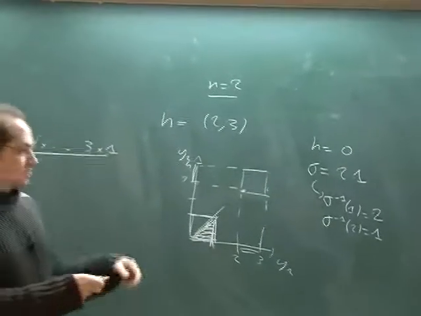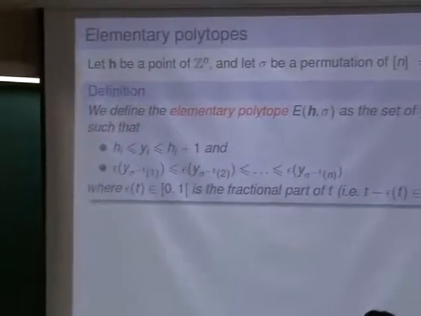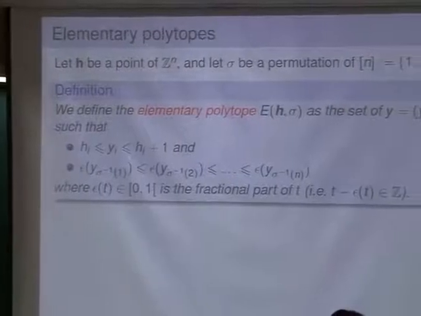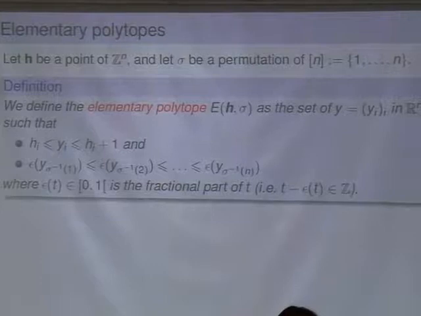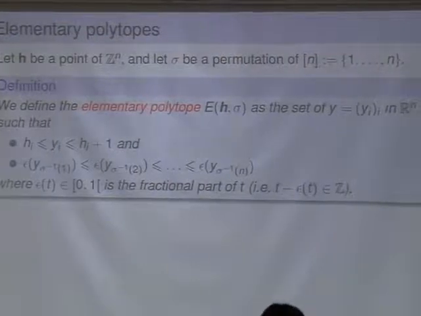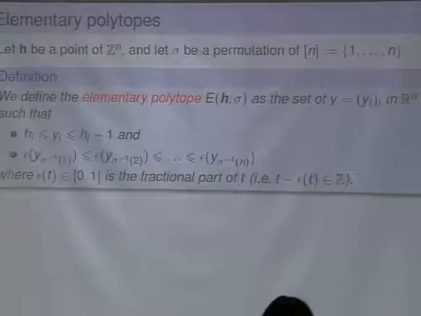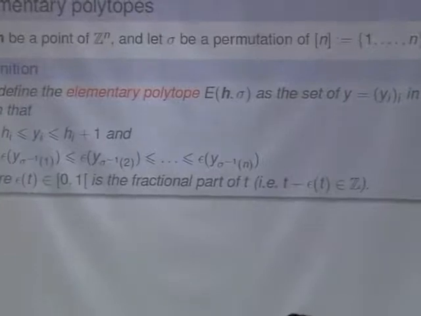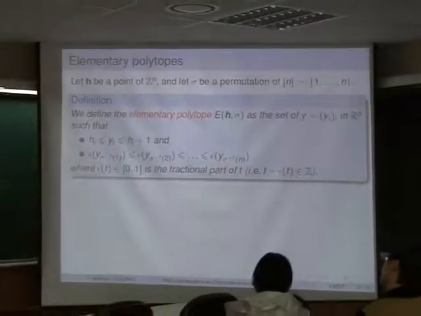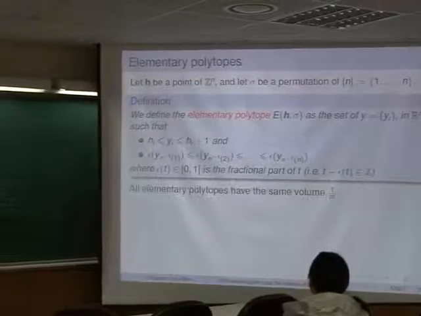It's easy to see that these conditions, if you take all sigmas given H, will subdivide a certain cube into n factorial subpolytopes. They will give a dissection, a decomposition of it. All of them will have the same volume because it's just a change of coordinates, and this volume has to be 1 over n factorial, so that the volumes add up to 1 at the end. So all these subpolytopes have the same volume, 1 over n factorial.